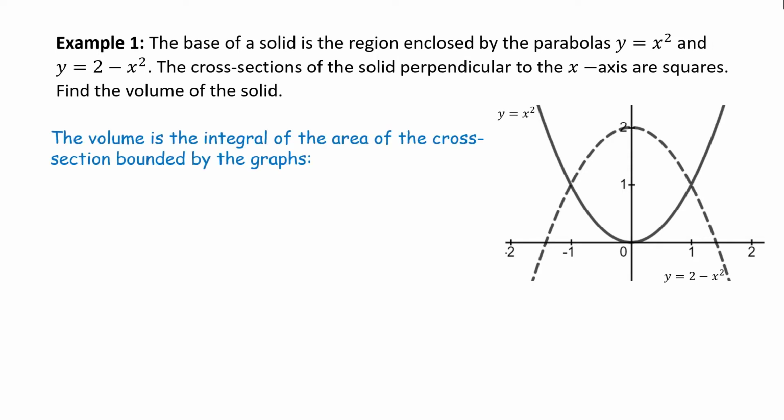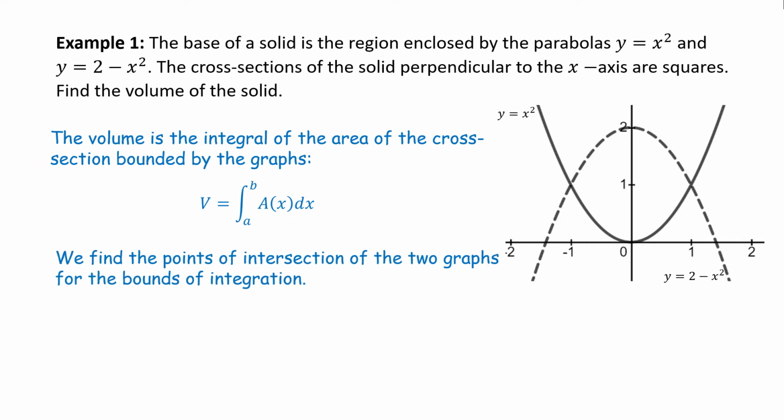The volume is the integral of the area of the cross-section bounded by the graphs. That is, we compute the volume as the integral from a to b of A of x dx, that's the formula of the area. Before proceeding, we find the points of intersection of the two graphs for the bounds of integration.